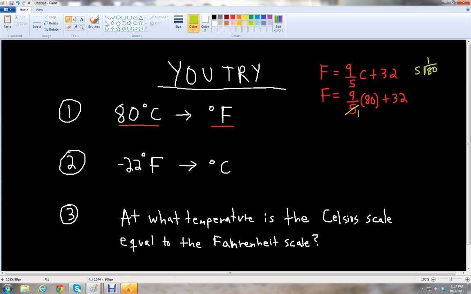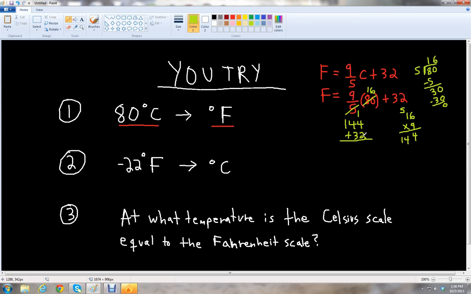So 5 eighths once. Times 5 is 5. 8 minus 5 is 3. Bring down the 0. 5 into 30. That's 6 times. 6 times 5 is 30. So we have 16. And then we need to multiply 9 times 16. So 6 times 9, 54. Carry the 5. 1 times 9 is 9, plus 5 is 14. And then we add that to 32. 144 plus 32.